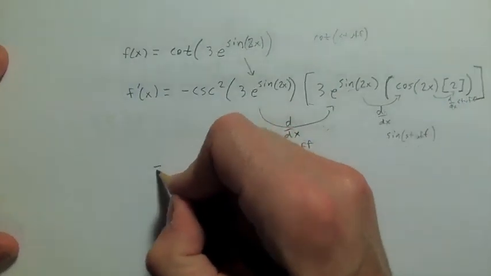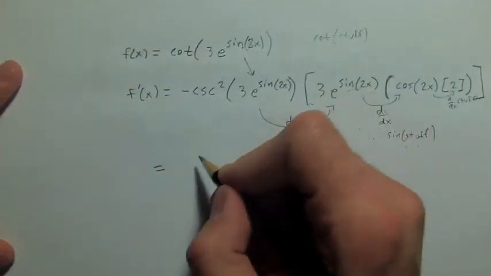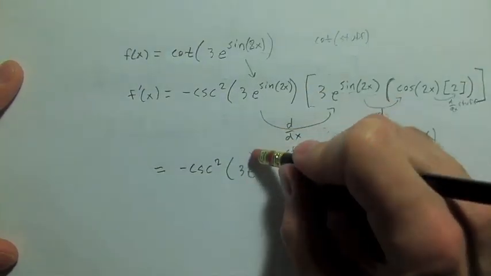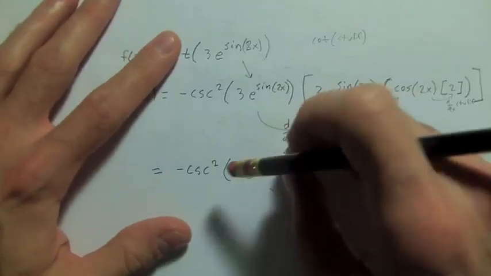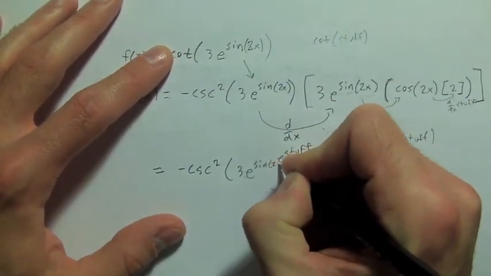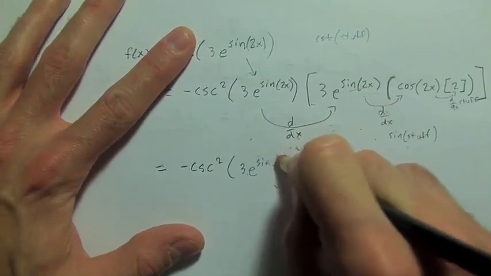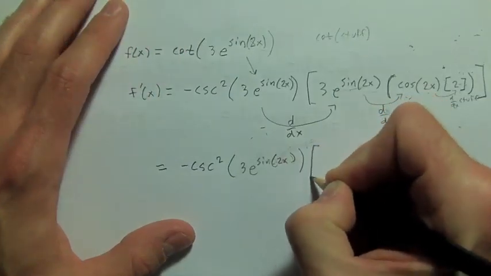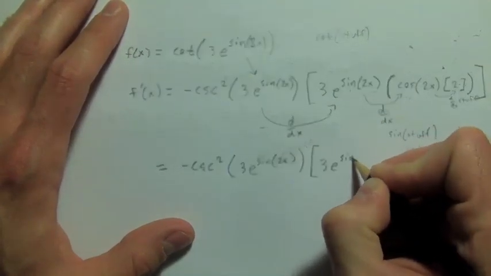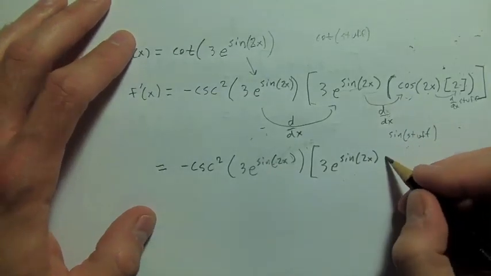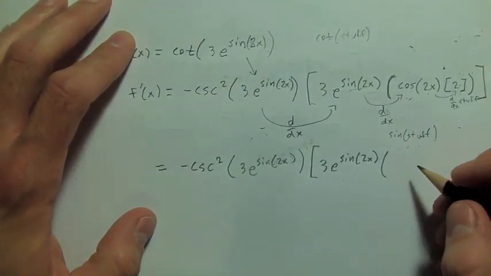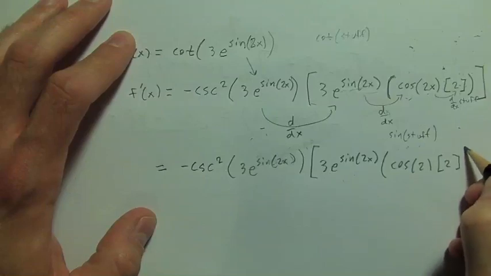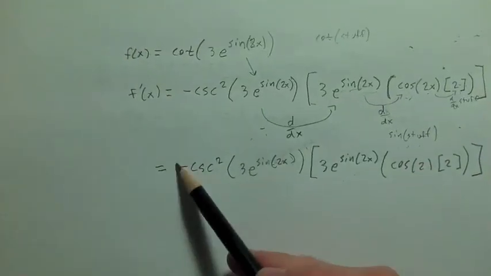So if I wanted to write this whole thing so it looked a lot cleaner, it'd be negative cosecant squared of 3 e to the sine of 2x. It's not as clean as I thought it would be. Okay. Times 3e to the sine of 2x times cosine of 2x times 2. So there it is, much cleaner.